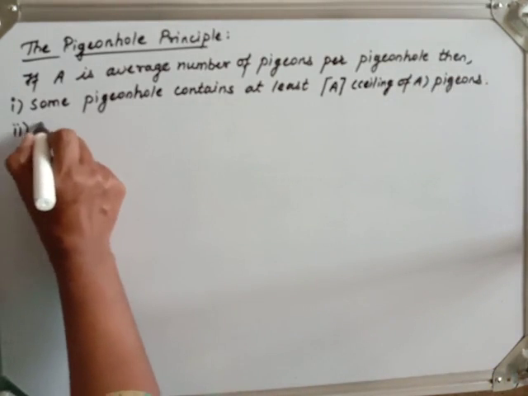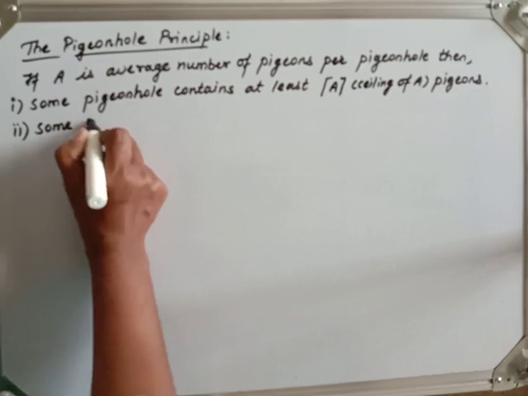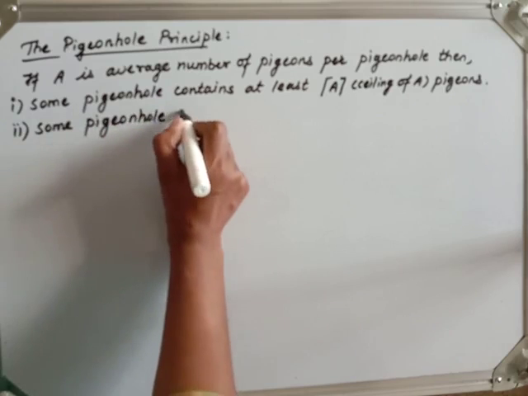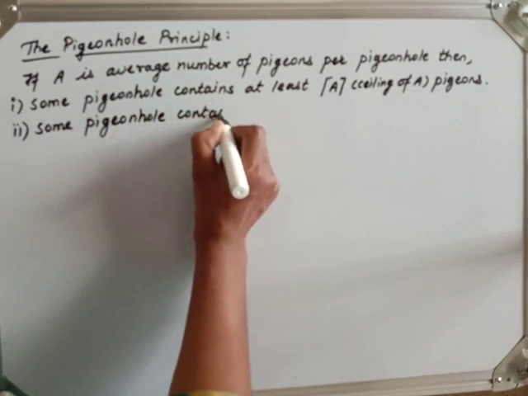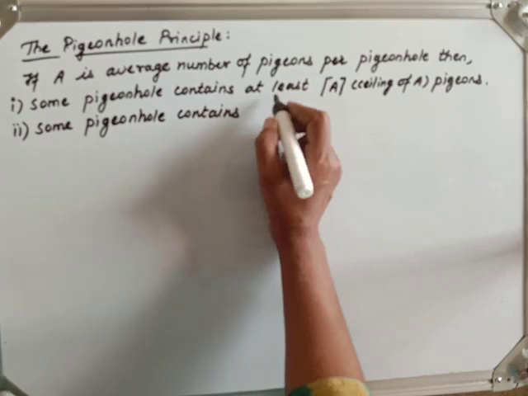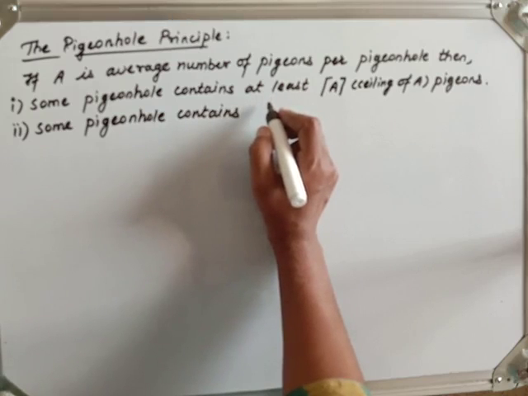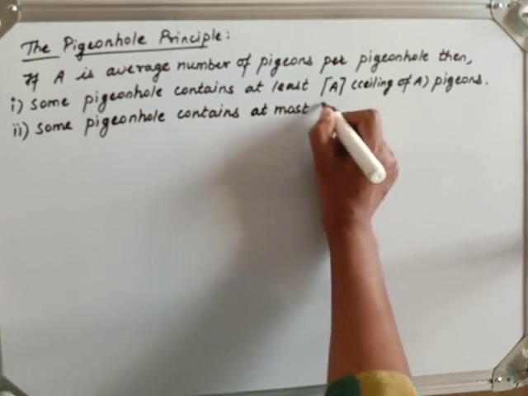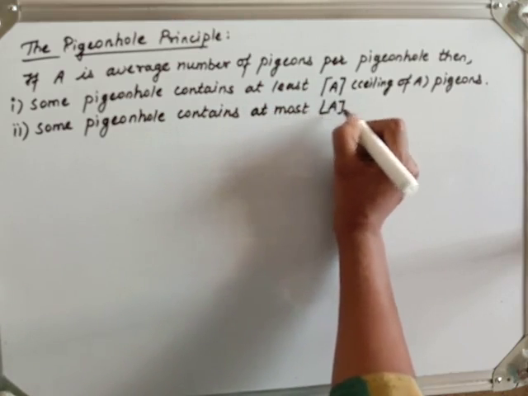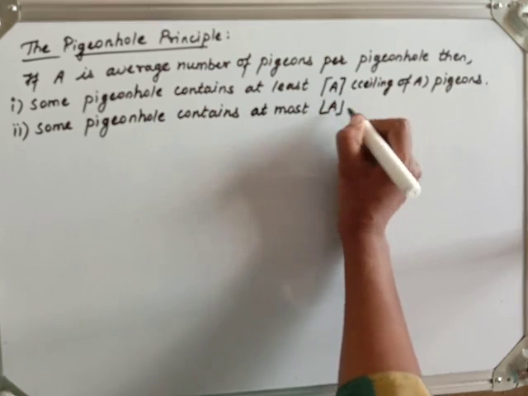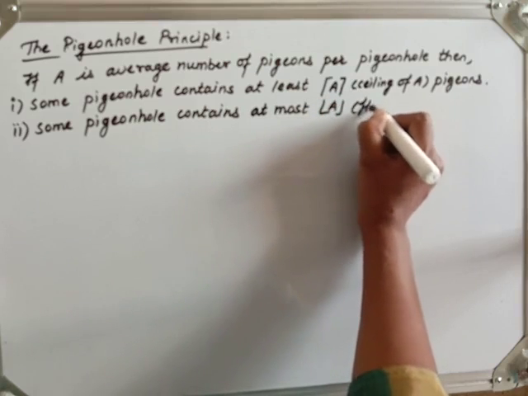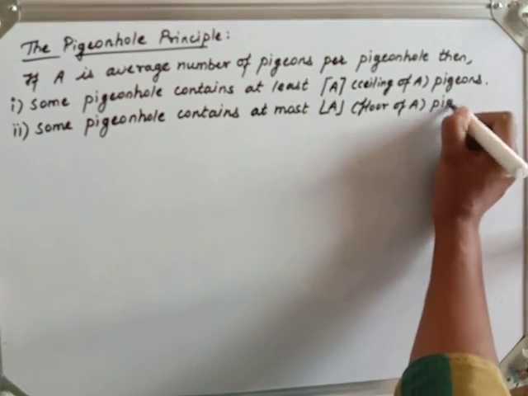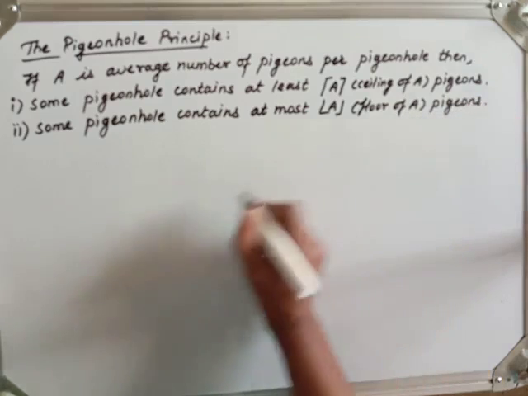Second, some pigeonhole contains at most floor of A pigeons. These are the two important principles of the pigeonhole principle.